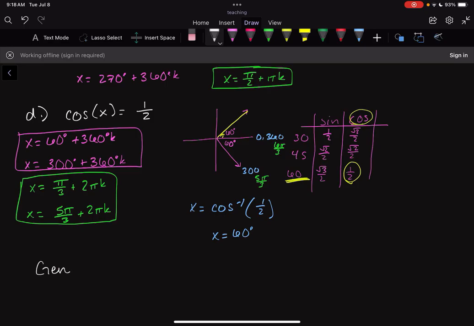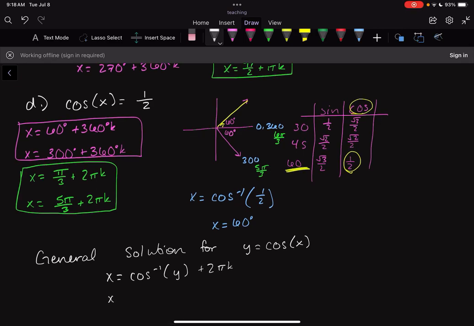So the general solution for y equals cosine of x: you would get x equals cosine inverse of y. That'll be one of the answers, and then you have to add 2 pi k to it. And then your other answer, you would do 2 pi minus that value.